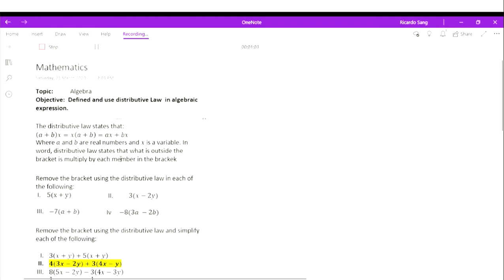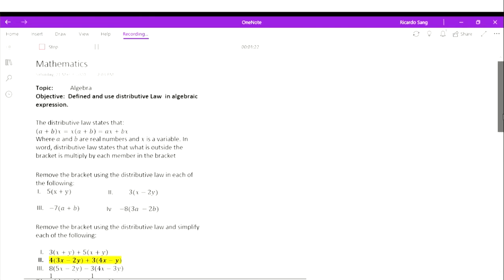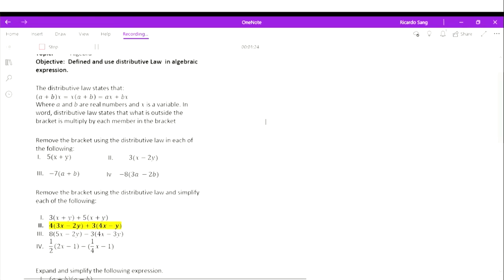In words, what it's basically saying is that the distributive law states that what is outside the bracket is multiplied by each member in the bracket. Alright? So that's that. Now down here we have some example questions, and we're going to look at some various questions that could be asked inside this topic. So let's read the first set.